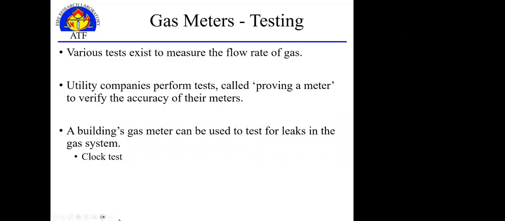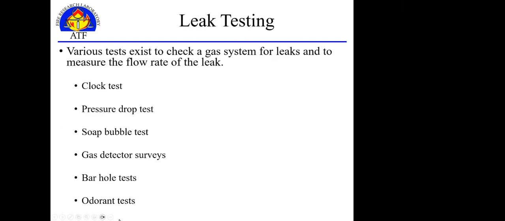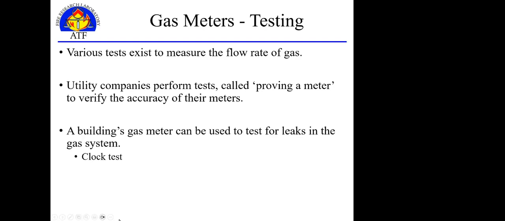From a testing standpoint, there's a couple different tests you can do to measure what kind of gas is being flown through your system. Utility companies have to prove a meter to make sure it's accurate before it gets placed into service. The easiest would be, if the meter's not damaged, you can do a clock test of the meter to check for leaks or check what the leak rate is.